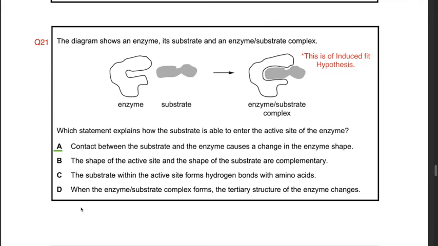D. When the enzyme substrate complex forms, the tertiary structure of the enzyme changes. Enzyme substrate complex formation doesn't lead to a change in the tertiary structure of an enzyme. Tertiary structure of an enzyme only changes when it is affected by factors such as temperature or pH, and tertiary structure is generally affected when bonds holding the structure change or break. Therefore, D is also incorrect. Since the question refers to how the substrate is able to enter the active site, it should be about the enzyme being able to change in shape to allow a better fit. Hence, A is the correct answer.